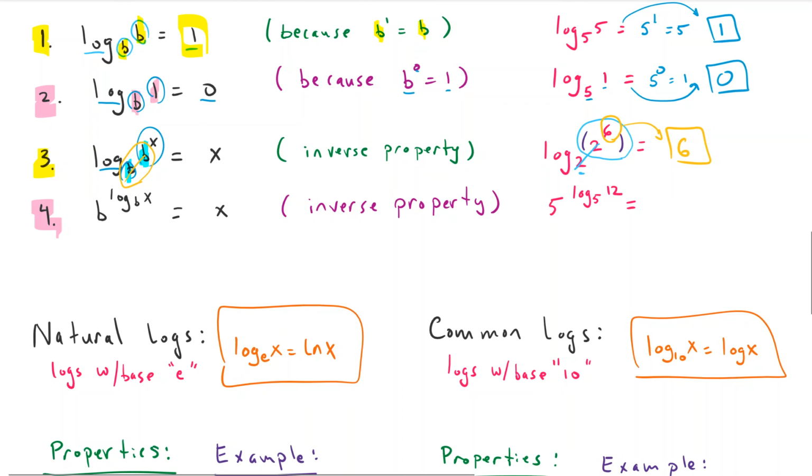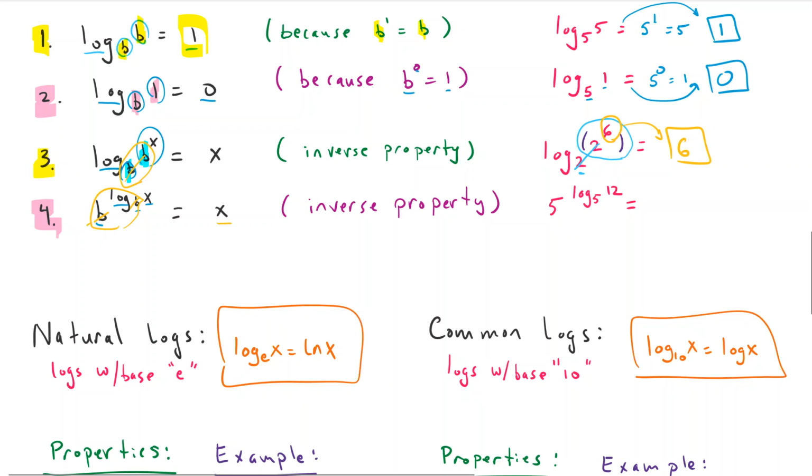Last property of the 4 is another inverse property, but instead of starting with a log like we did in the previous example, we're starting with an exponential, and our log is in the exponent. So b raised to the log base b of x. The exponential with base b and the log base b cancel when they are composed, meaning we put one as the input into the other, and what we get back is just x.